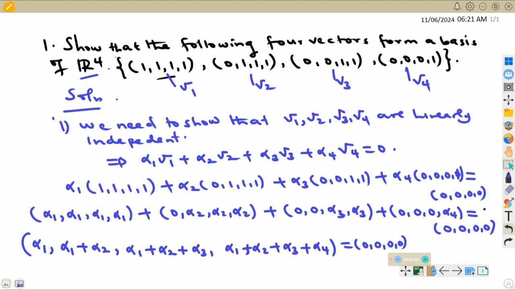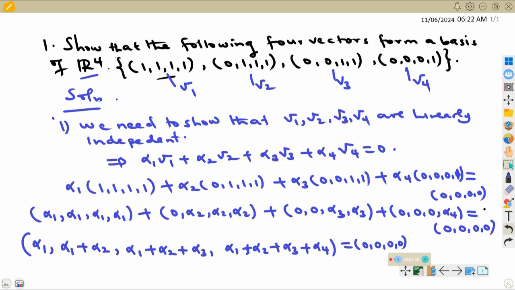So in order to show that these vectors form a basis, we need to prove two things. One, we must show that they are linearly independent, and two, we must show that they span the vector space which is R4. So that is our major intention. So let us first look at the first case. Let us see whether these vectors are linearly independent.